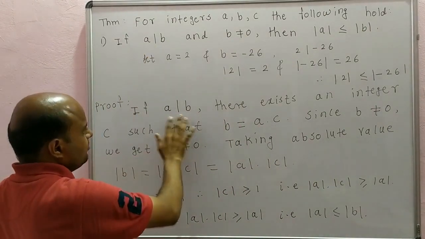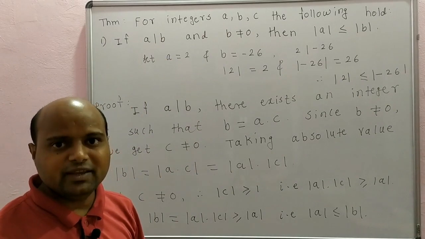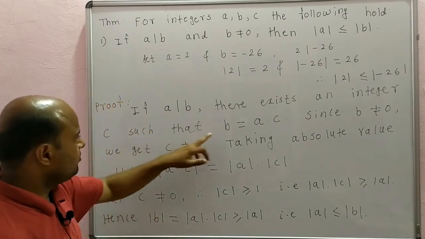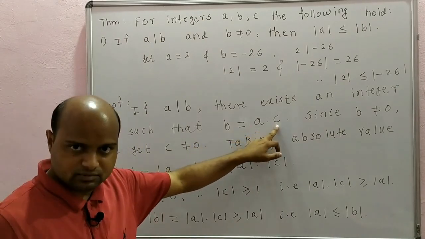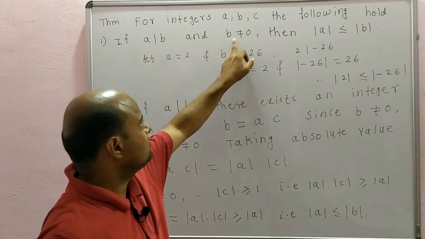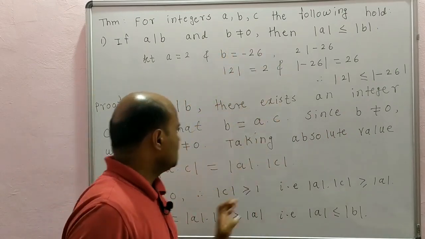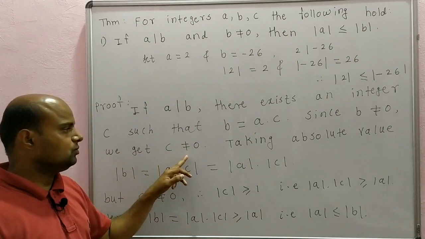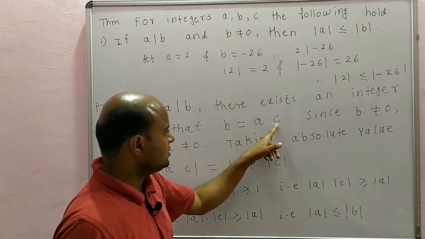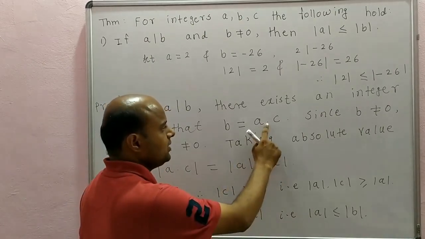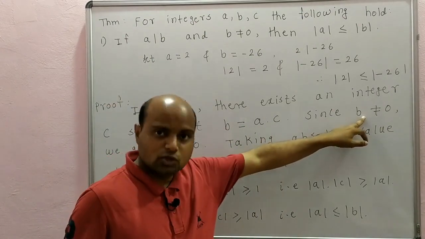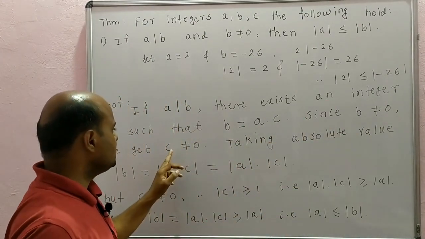Suppose a divides b. By definition, there exists an integer c such that b equal to a into c. What we have, b is not equal to 0. We have assumed that b is not equal to 0. Therefore, we get c is not equal to 0. Why this? If c is equal to 0, then a into 0 is 0. But we have already taken b is non-zero. Therefore, c is non-zero.